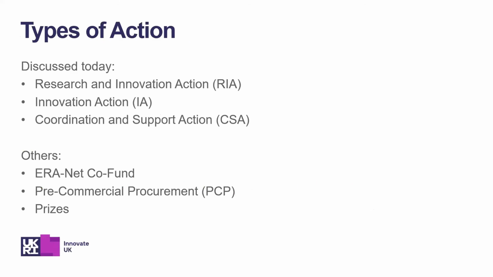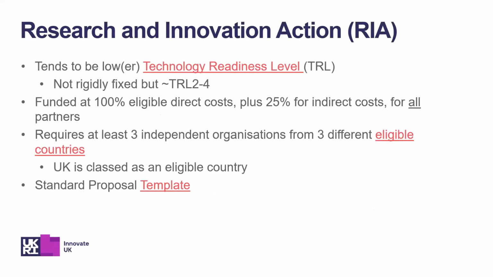But the types of action we discussed earlier, that there are three main ones. In fact, in Secure Societies there is also a pre-commercial procurement action, but I'm not as familiar with that. But the main ones are these: research and innovation action, and coordination and support action. So there are some links here that will take you through to definitions, templates, additional information.